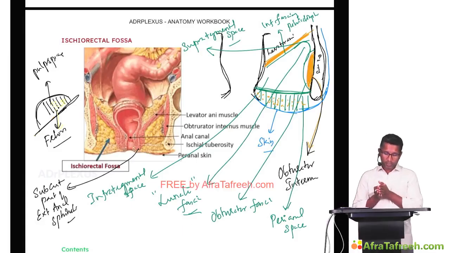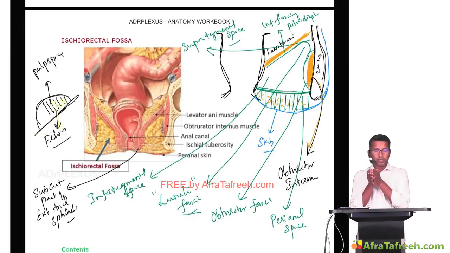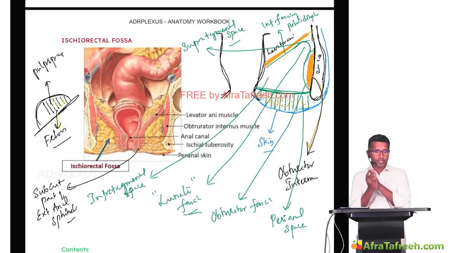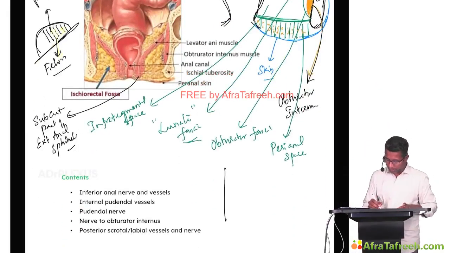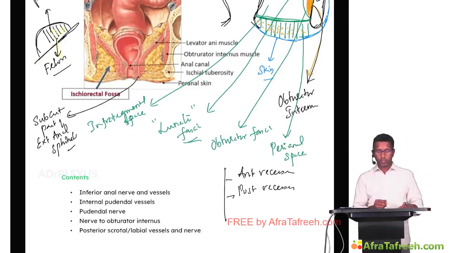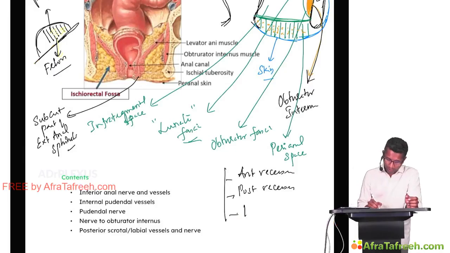And when you come to the ischioanal space, it extends anteriorly, forming the anterior recess. It extends posteriorly behind the sacrotuberous ligament, forming the posterior recess. So you can see the anterior recess and the posterior recess in the ischioanal fossa; these are all the extensions of the ischioanal fossa. The two ischioanal fossae communicate with one another behind the anal canal, forming a recess called the horseshoe recess.